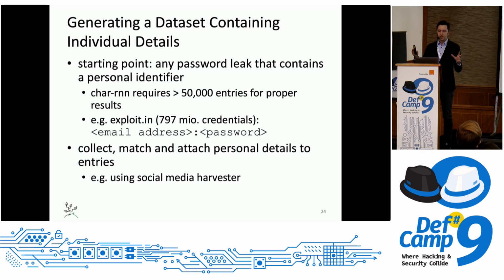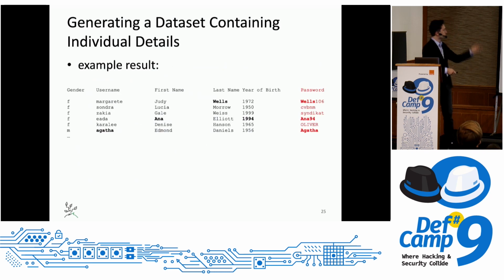So the basic idea is, as a starting point, you use something like exploit.in, because exploit.in not only has the password, it also has the email address of the person. So you have the email address and their password. And you use that email address as an identifier, and you enrich it with a lot of information that you can get your hands on, like from a social media harvester. And then you basically get a huge matrix of data, and this could be such a result.